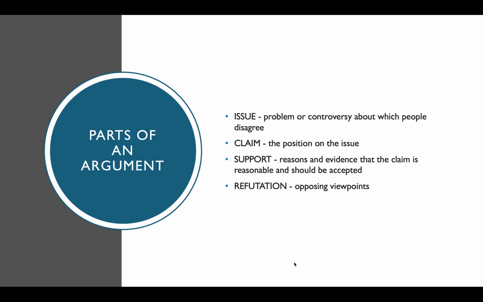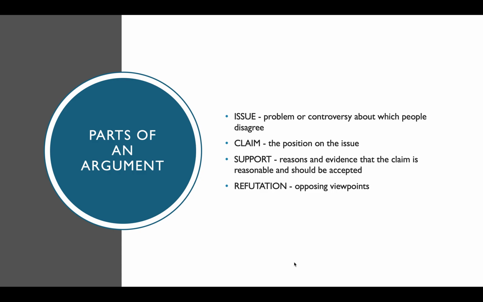There are some basic parts of an argument that I want you to be aware of. The first one is the issue. This is the problem or controversy about which people disagree. It doesn't matter what the argument is about, but it does have to be disagreeable in some way. Whatever it's about is the issue. The claim is the position on the issue. For example, vanilla is the most popular flavor of ice cream. That is the claim. The support would be the reasons or evidence that the claim is reasonable and should be accepted. For example, the ice cream store sold 112 containers of vanilla this week and only 29 of chocolate.